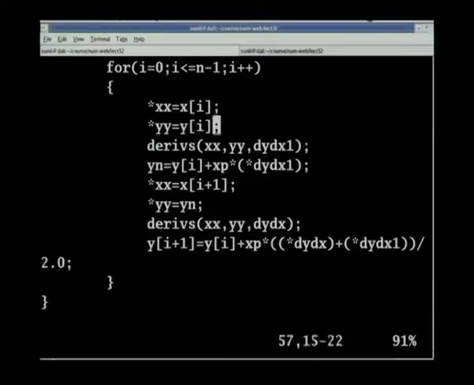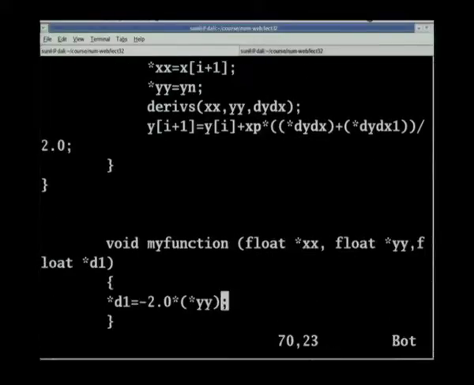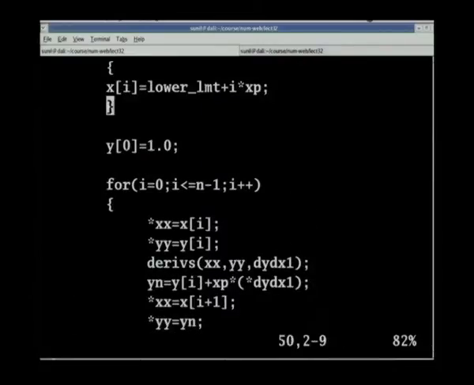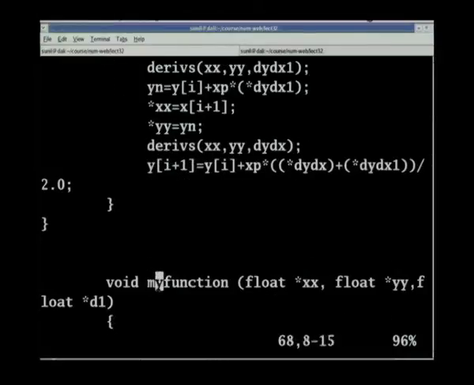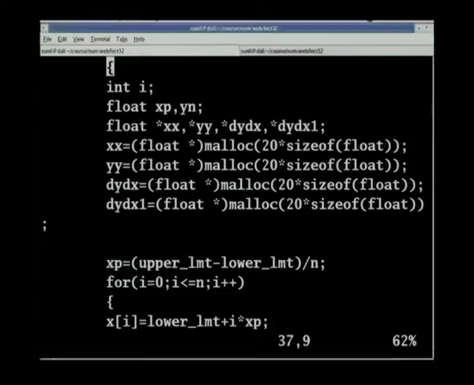Now this loop continues for all the I going from 0 to n minus 1, that is n points will be evaluated, and that would be returned to the main program.